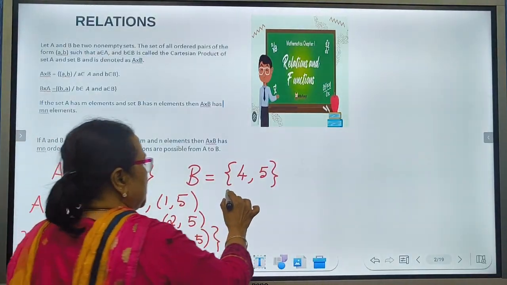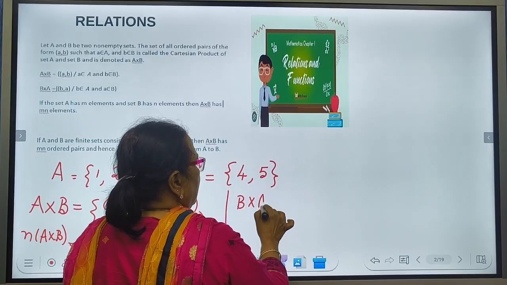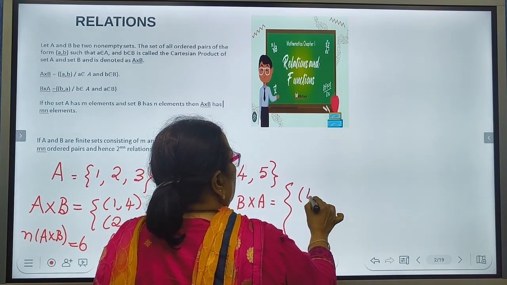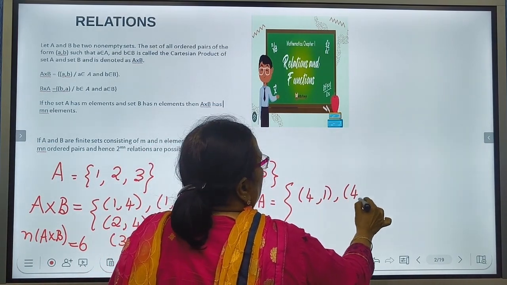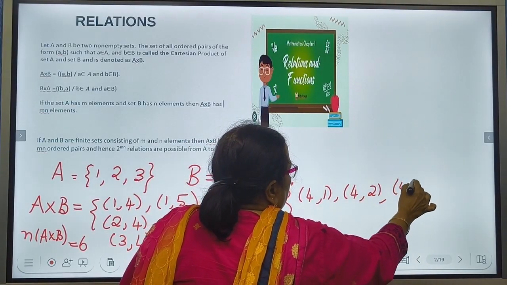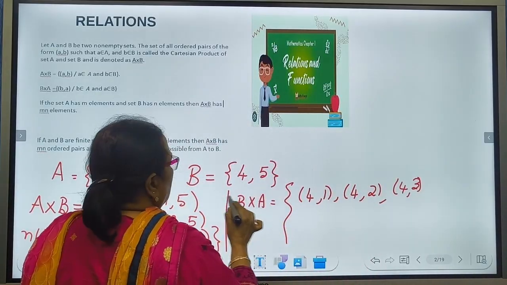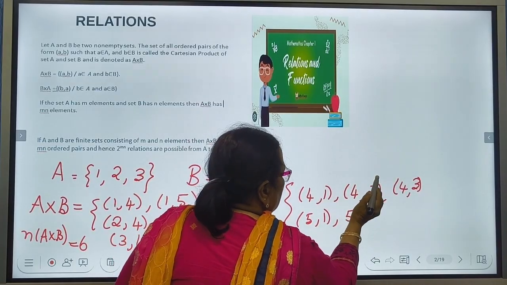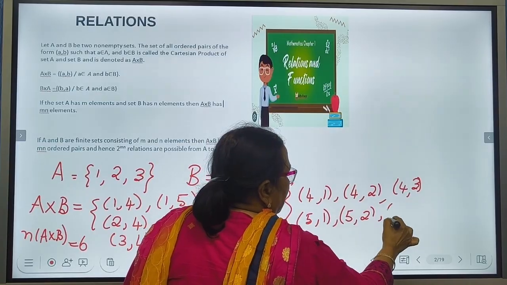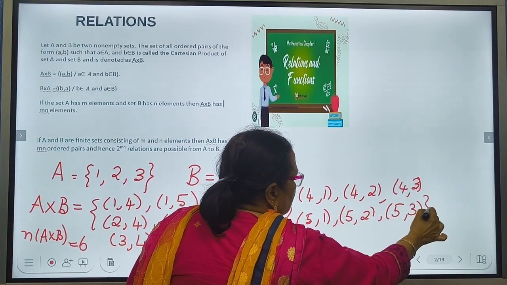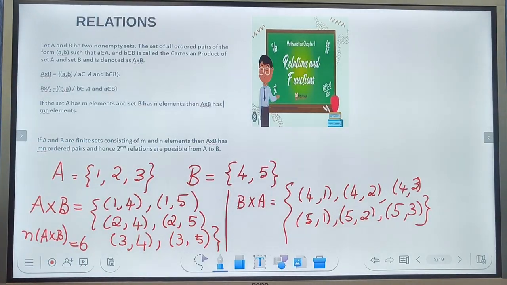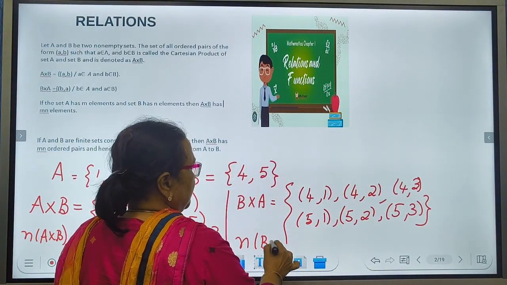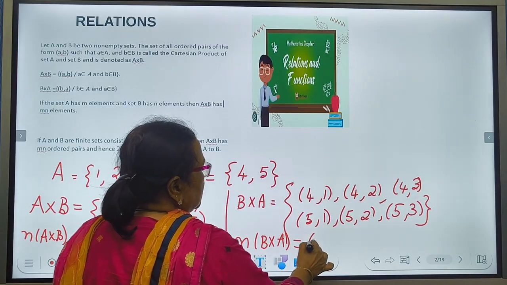So what will be B cross A? B cross A will be (4, 1), (4, 2), (4, 3), then (5, 1), (5, 2) and (5, 3). So it consists of the following ordered pairs. What is n of B cross A? n of B cross A is 6.